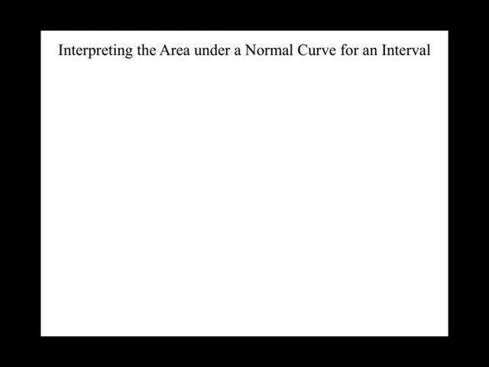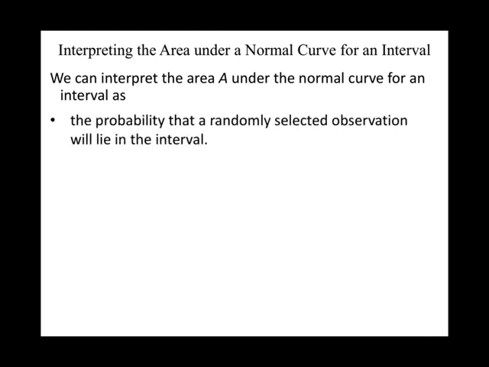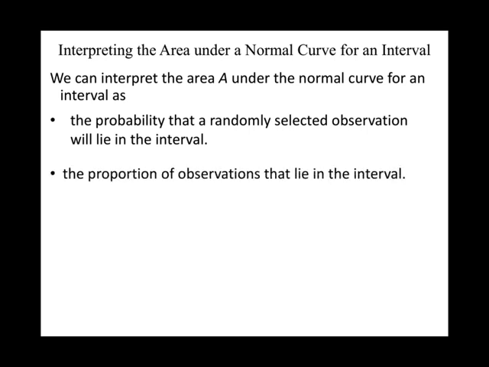Okay, interpreting the area under a normal curve for an interval. When we're finding the area under the normal distribution curve, this means we're finding the probability. Or this means you're finding the proportion of the data, the same idea as the probability. That's it for this session.